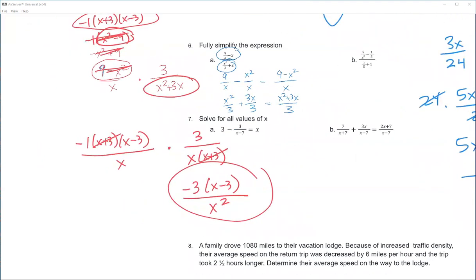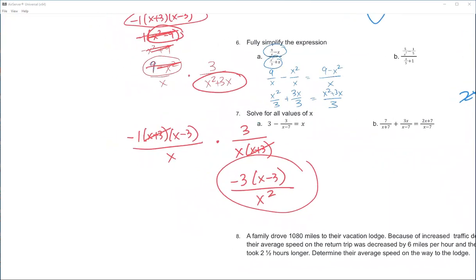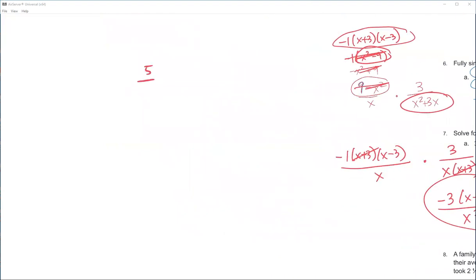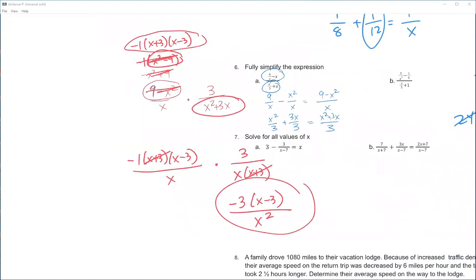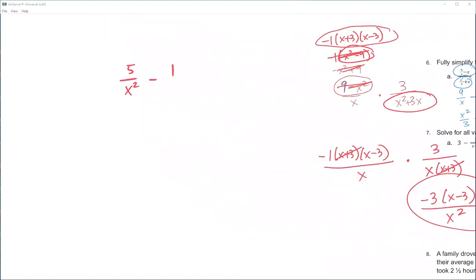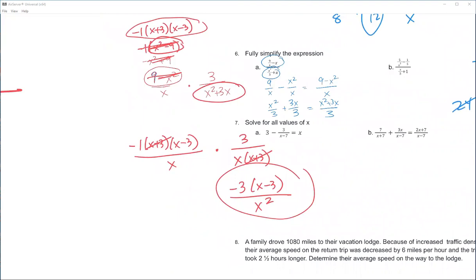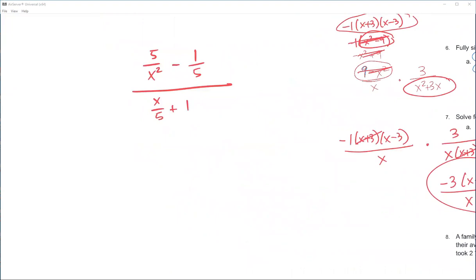Go with this problem right here. I'm going to rewrite this because I'm running out of space on this side. So it'll be 5 over x squared minus 1 over 5, all over x over 5 plus 1. Can you guys verify if I wrote this problem correctly? Did I write this correctly? That's good. Okay, thank you.